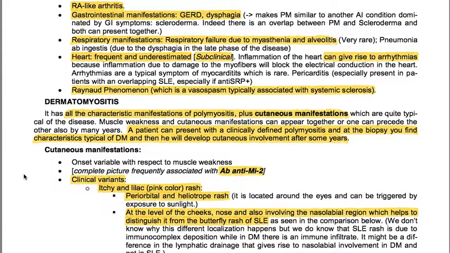Dermatomyositis. It has all the characteristic manifestations of polymyositis plus cutaneous manifestations, which are quite typical of the disease. Muscle weakness and cutaneous manifestations can appear together, or one can precede the other, even by many years. A patient can present with a clinically defined polymyositis, and at the biopsy you find characteristics typical of dermatomyositis, and then he will develop cutaneous involvement after some years.